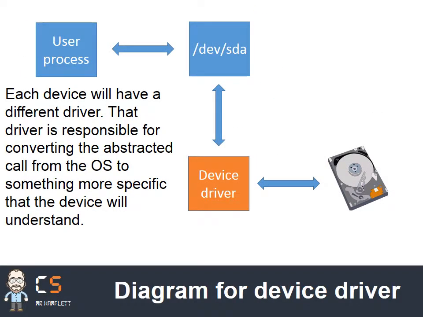So this diagram kind of explains the process we're going through. So we've got the operating system here. It's terribly written, but there you go. You can just about tell what it is. Each device will have a different device driver, but each device must have a device driver. That driver is responsible for converting the abstracted call from the operating system into something more specific that the device is going to understand.